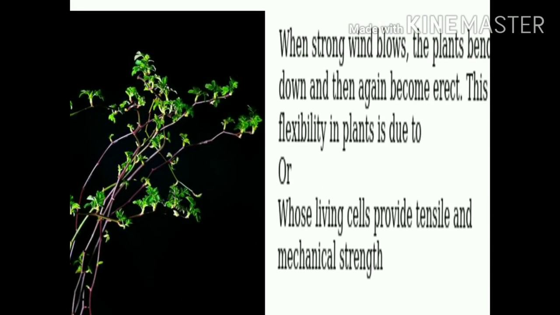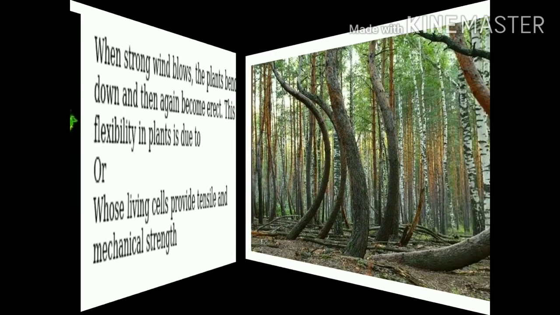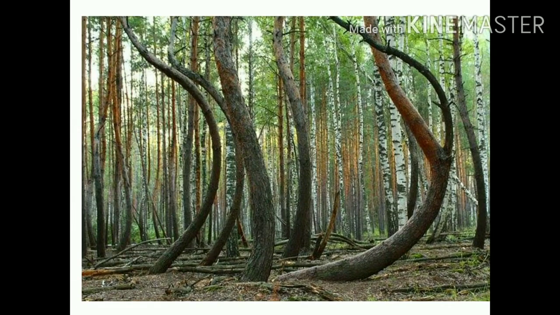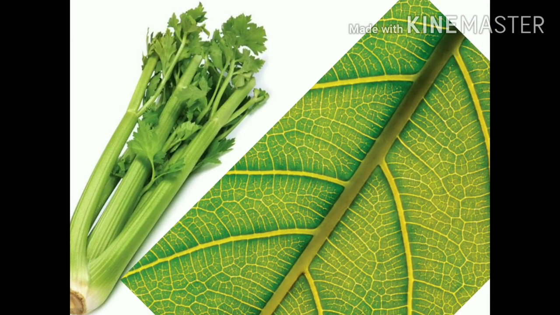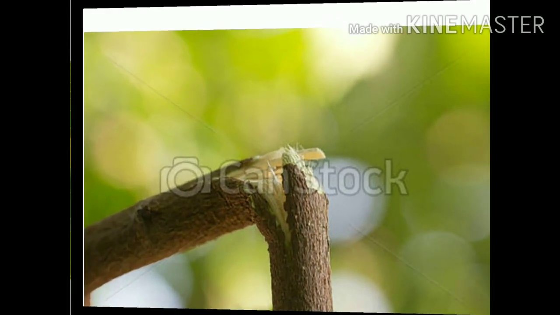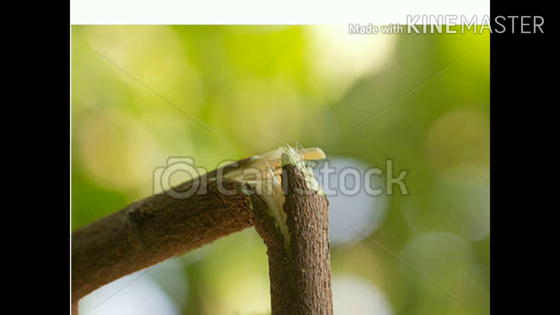When a strong wind blows, the plant bends down and then becomes erect again. This flexibility in plants is due to collenchyma tissue. We can observe these tissues in leaf stalks below the epidermis. If collenchyma tissues are absent, there is a chance of branches and plant parts breaking down easily when strong winds and storms appear.